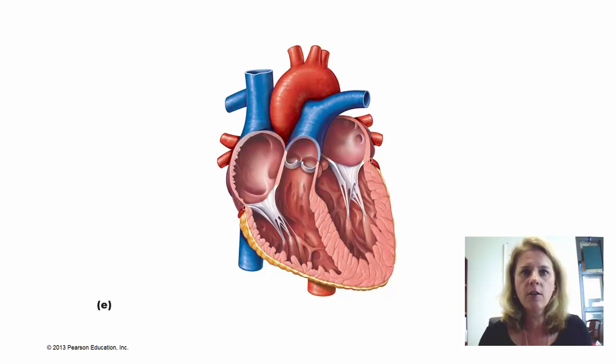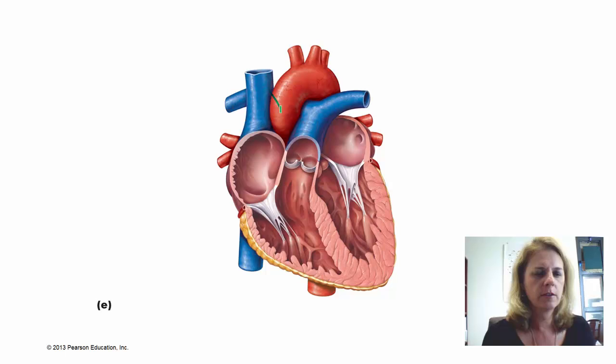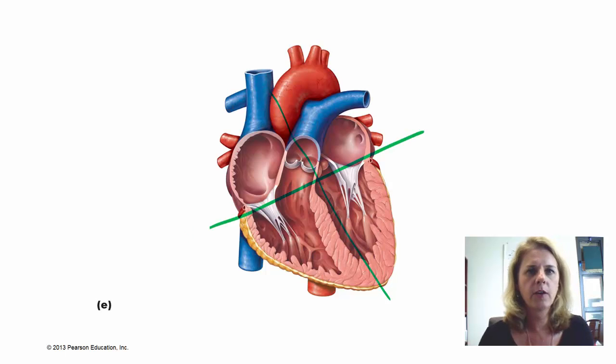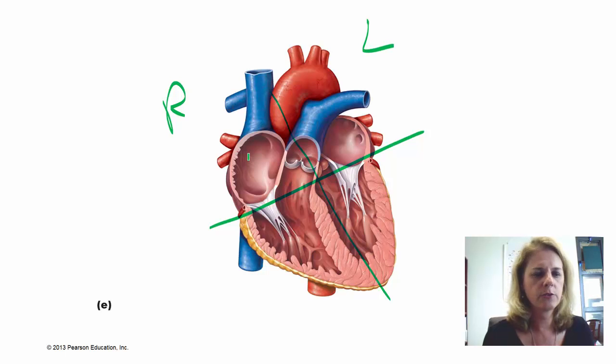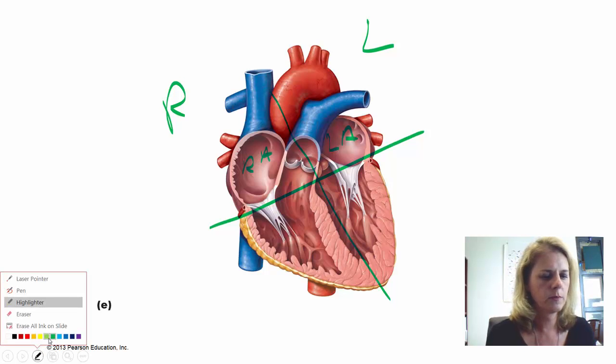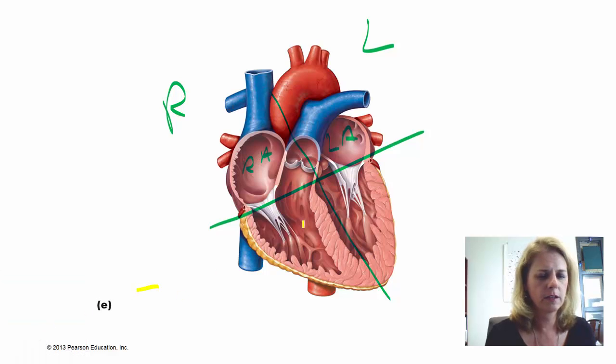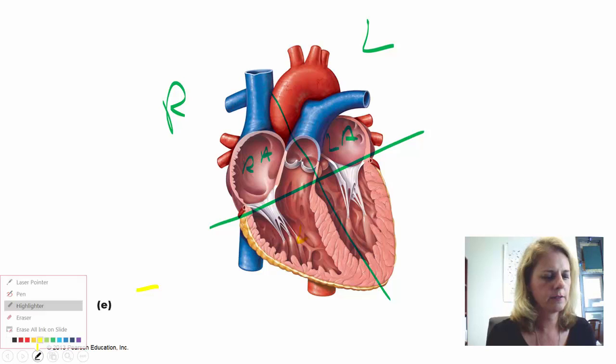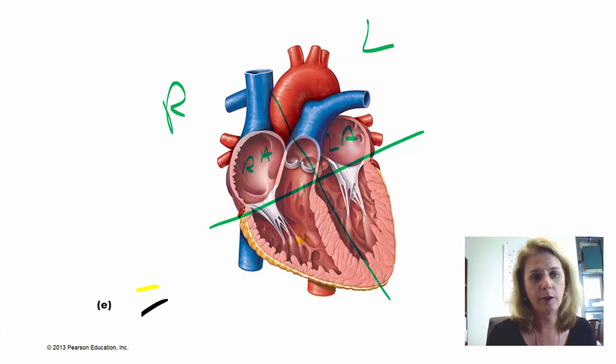If you remember, look at the heart. I like to draw my little cross through it. So you have your right side and your left side. You have your right atrium and your left atrium. Let me change pens. What would be a good color? Maybe yellow. That's not good either. Black. Let's try black. Right ventricle and left ventricle.